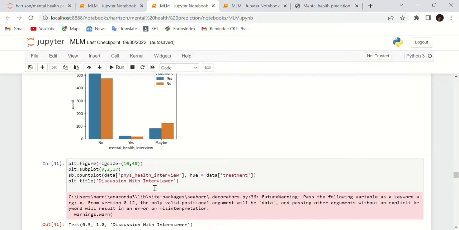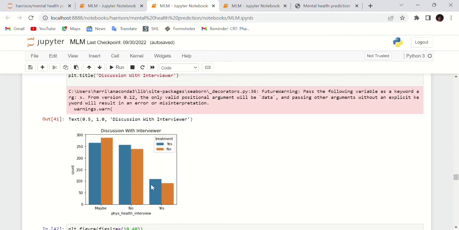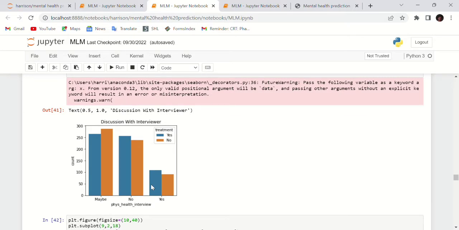Physical health discussion during interview and treatment. Though this graph is similar to the above one with respect to not being comfortable in bringing up a physical health issue with a potential employer, a good number of people may be willing to or are willing to bring it up.